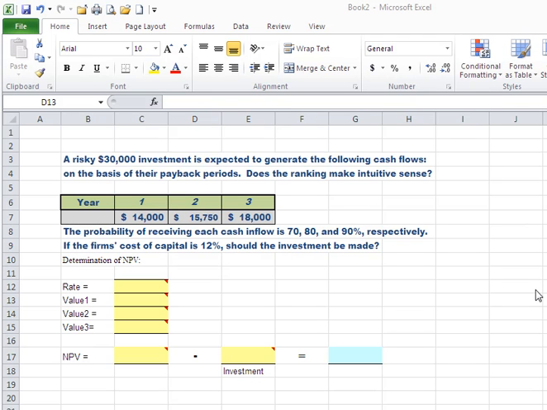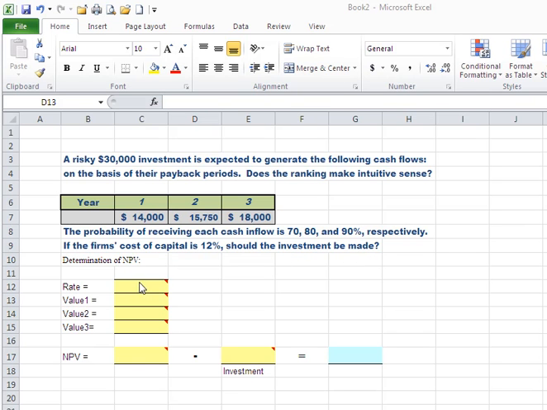So the probability of receiving each cash flow is 70%, 80%, and 90%. So in year one, that $14,000 is 70% probability of receiving that. And it goes up every year. In year two, we have an 80% probability, and in year three, a 90%. If the firm's cost of capital is 12%, should they make the investment?